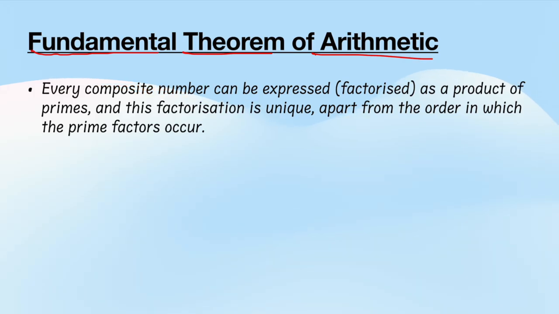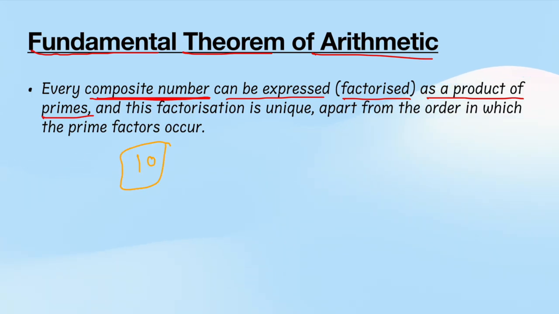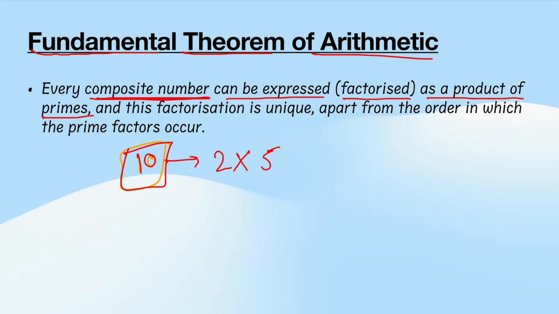The fundamental theorem of arithmetic says that every composite number, meaning those numbers which have more than 2 factors, can be expressed or factorized as a product of primes. We already discussed, suppose 10 is my number. So 10 can be represented as a product of its primes. How to write 10? 2 into 5, right?